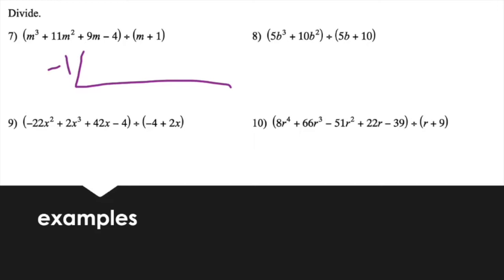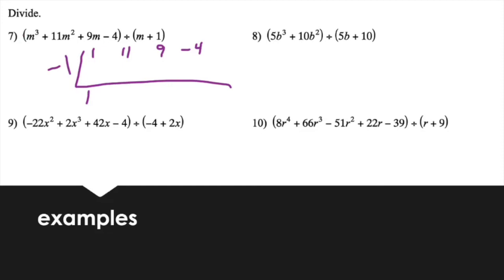And my coefficients here are going to be 1, 11, 9, and negative 4, but we do need to check if we need to put any spacers in here. This has a third power, second power, first power, so it goes 3, 2, 1, none. Okay, so we don't have to put any spacers in there. So we have 1, 11, 9, and negative 4.